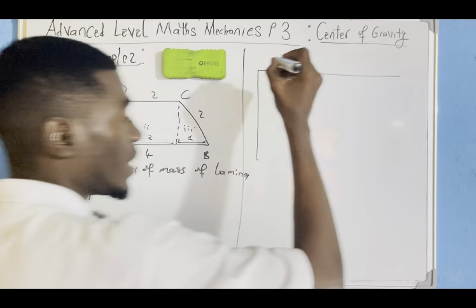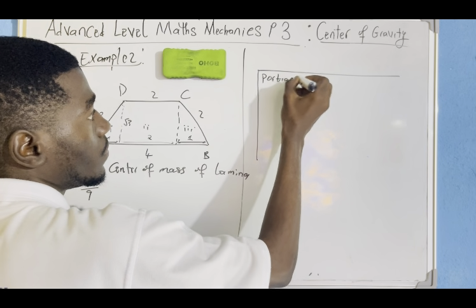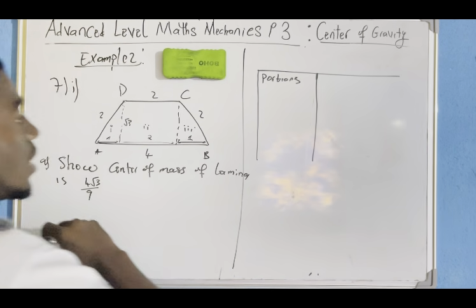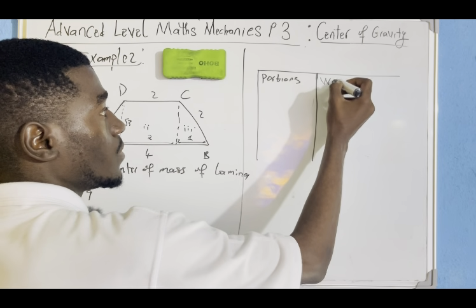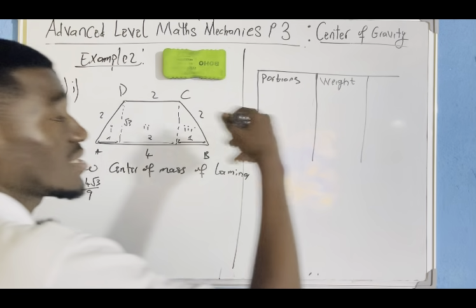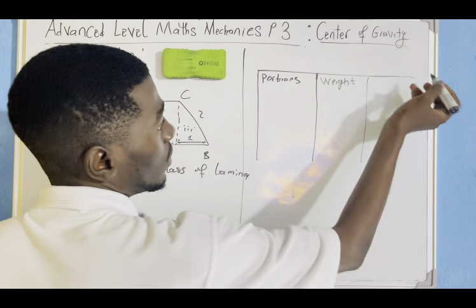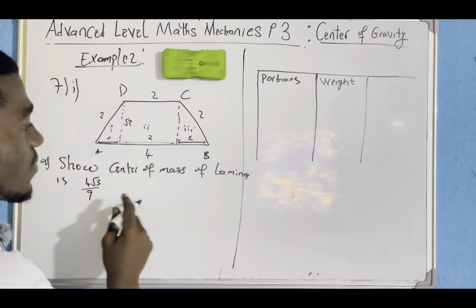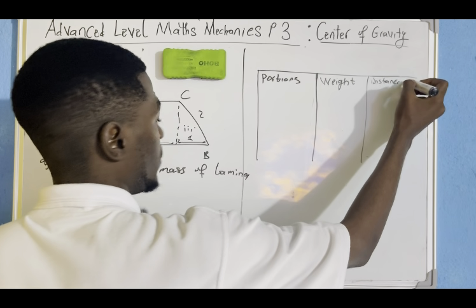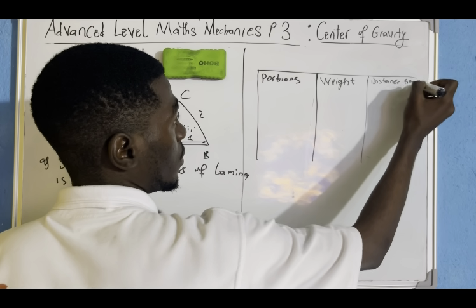I said follow exactly what I'm doing here. Your table should have a column of portions. The table is to summarize it, making it easier. We should have a column for weights. Sometimes others call it mass. No problem. Weight and mass are the same thing, since weight is mass times gravity, and gravity here is a constant, we cancel it all through. And here now is the distance from the centroid: distance of the centroid from AB, since the side is AB.